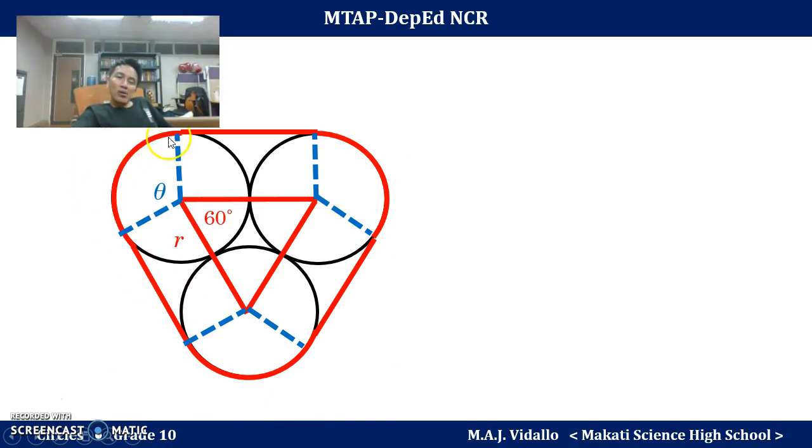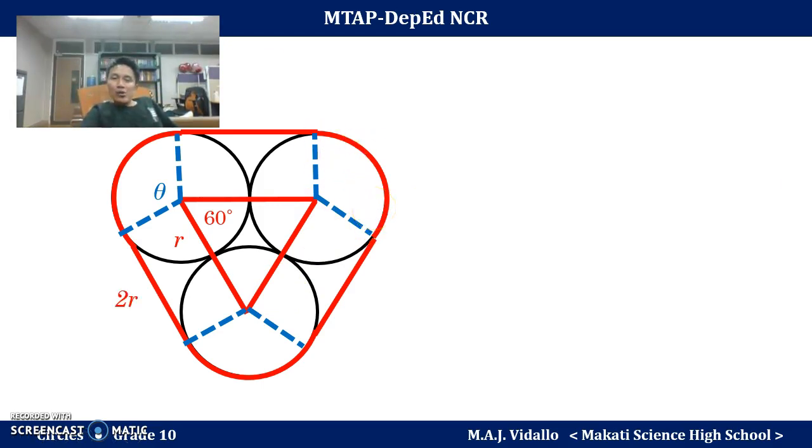How about the three arcs formed? Correct, they are also equal. Since this is theta, for the same reason, 90, 90, 60, 90, 90, 60. Therefore, the remaining two arcs' central angles here are also equal to 120. So the arcs are equal.